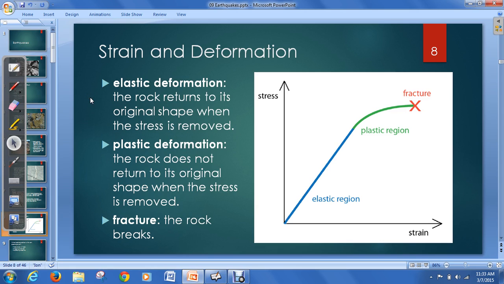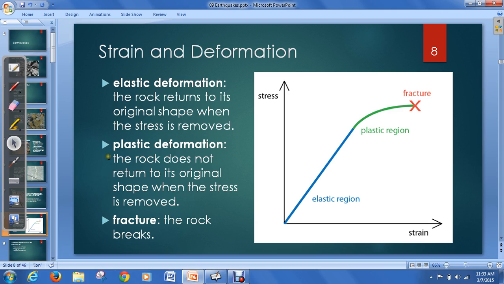Imagine, for example, flexing your muscles. If you flex your muscles, they change shape, they get stressed, which causes them to bulk up. But when you relax your arm, the muscle relaxes as well and returns to its normal shape. It doesn't stay flexed once you relax. So that's elastic deformation.